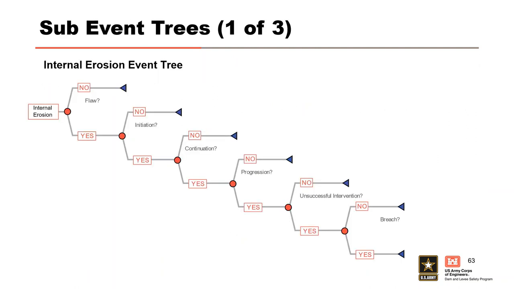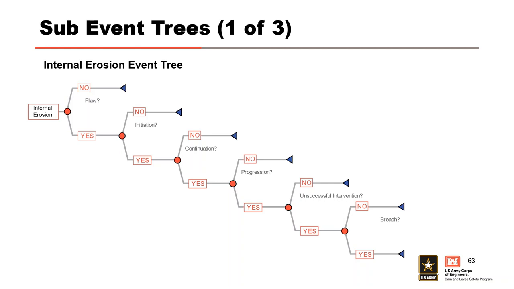Failure branch probabilities are often calculated using sub-event trees. You can do the calculations in one large event tree without using sub-event trees if you want, but the trees will get quite large and can be very difficult to manage. Using sub-event trees will help you to organize and manage the overall project event tree.